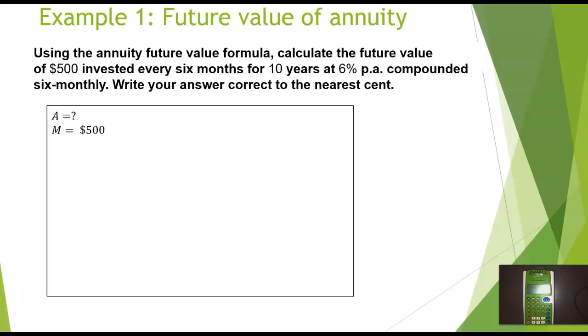Okay, so using the annuity future value formula, calculate the future value of $500 invested every 6 months for 10 years at 6% per annum compounded 6 monthly. So let's write down what we know. We're trying to work out the future value. We have $500 invested every 6 months. So our interest is going to have 2 compounding periods per year.